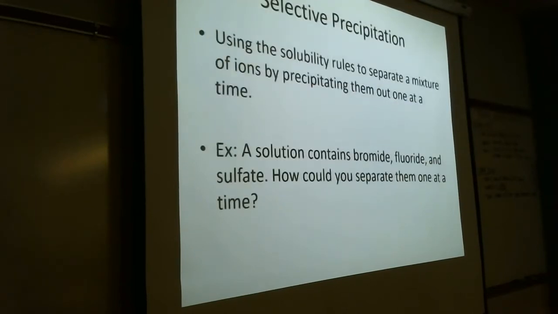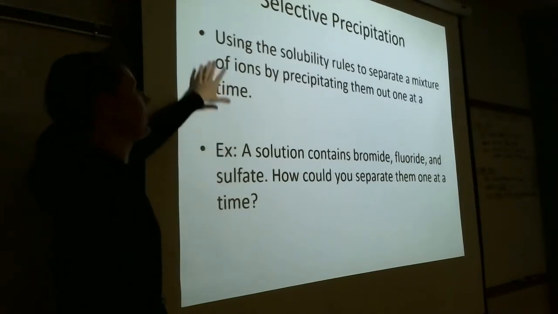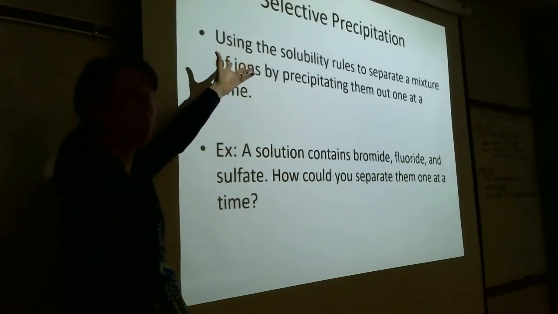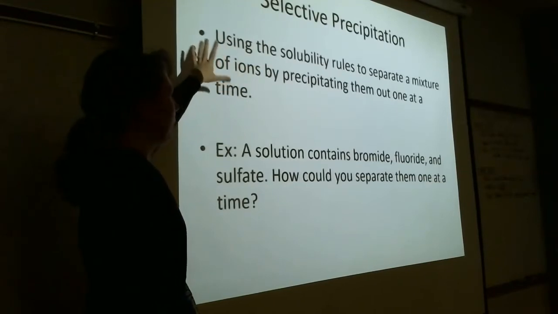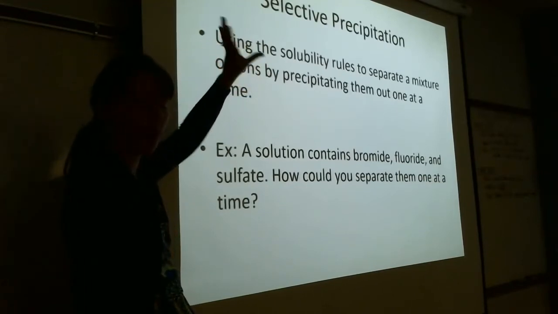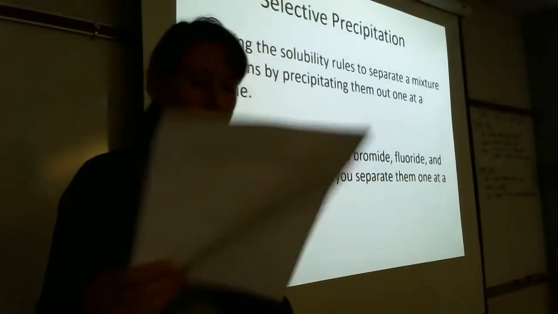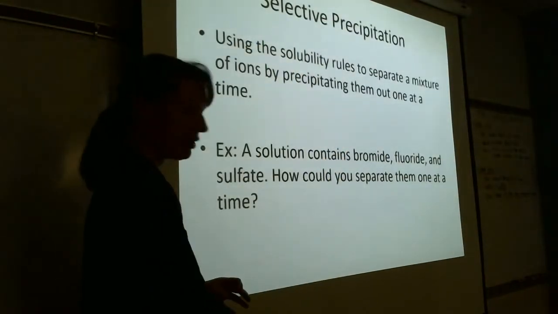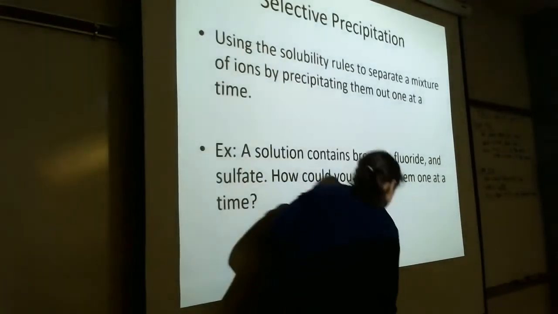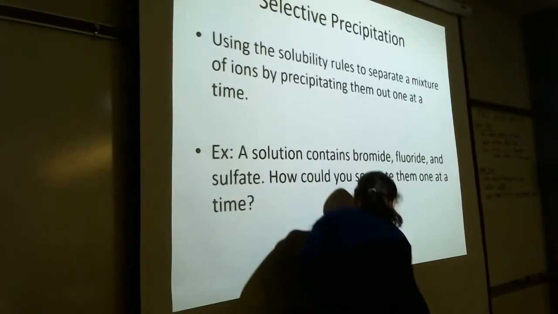Okay, let's talk about selective precipitation. So this is kind of a neat technique. If you've got a mixture of ions and all of them are pretty soluble, you can precipitate them out one at a time if you use your solubility rules. So if you've got your solubility rules handy, now we'll use those. So let's draw kind of a schematic of what that would look like.